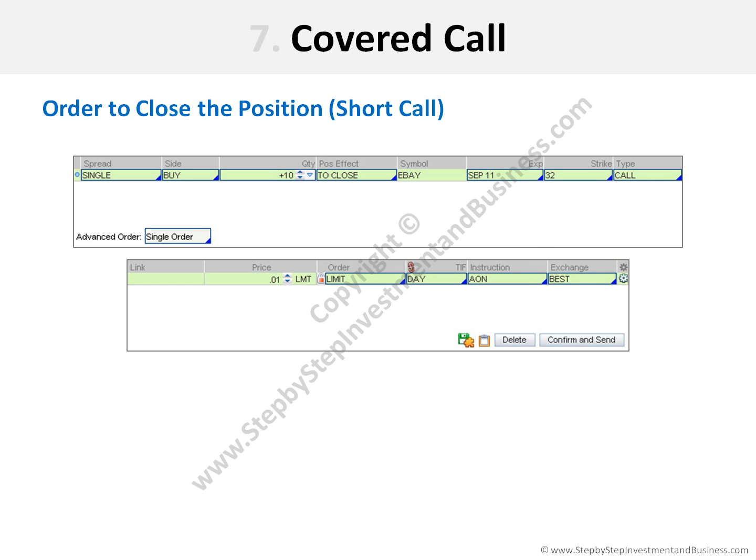Here is an example of the order we must enter to close the short call position. It consists of buying the 10 eBay calls that we had sold. In the side column, we select the action Buy to indicate the purchase of options, and in the Position Effect column, we select the option To Close to indicate that we want to close an existing position.